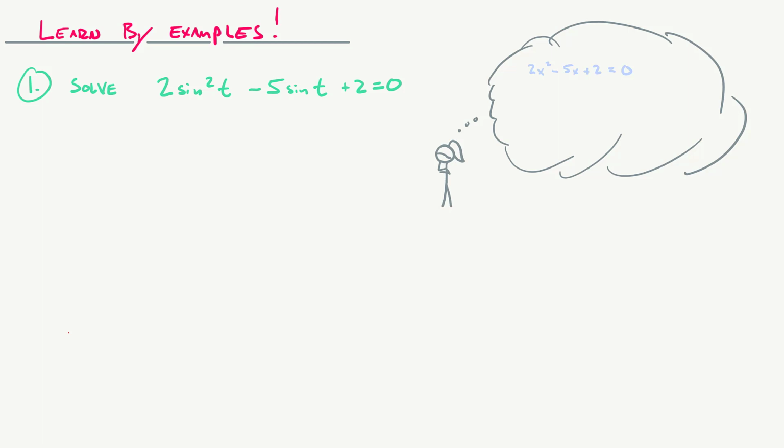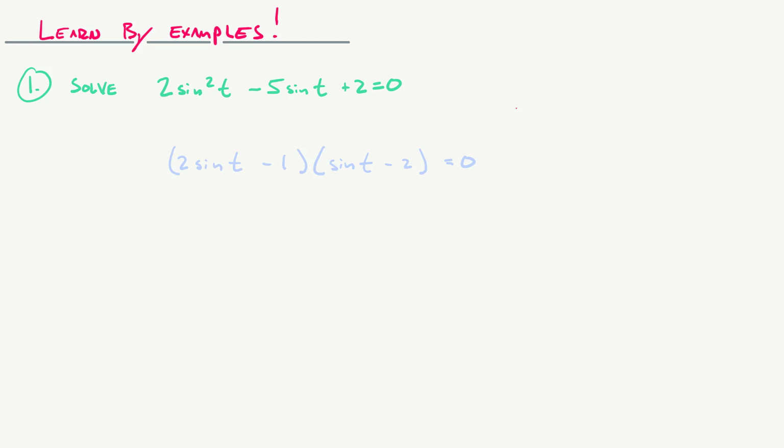2x squared minus 5x plus 2 does factor. It's 2x minus 1 times x minus 2, so you break this thing up using the zero factor property or the zero product property or however you know it. That's the approach that we're going to take here. 2 sine squared t minus 5 sine t plus 2 is equal to 0 does factor. It factors into 2 sine t minus 1 times the sine of t minus 2.